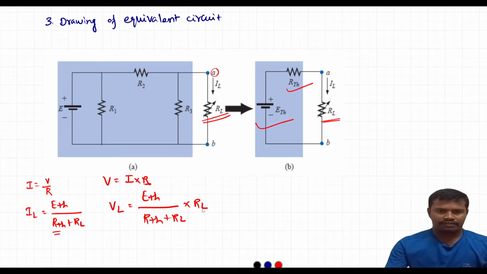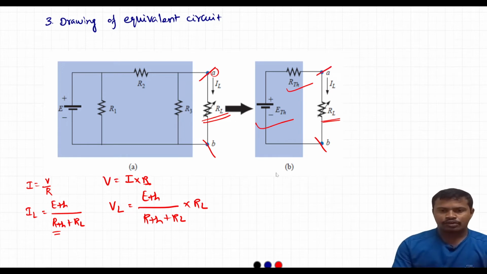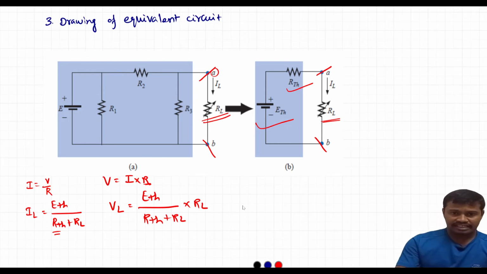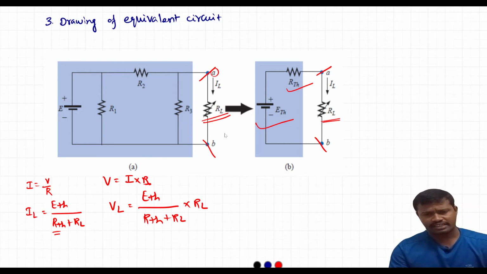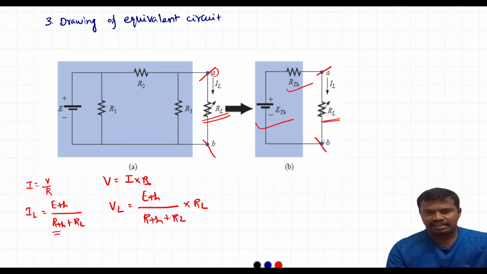Now one more point we need to understand is that the characteristics at terminals A and B of the original circuit and the Thevenin's equivalent circuit are exactly the same for voltage and current. The internal characteristics of the original circuit and of the Thevenin's equivalent circuit usually differ.